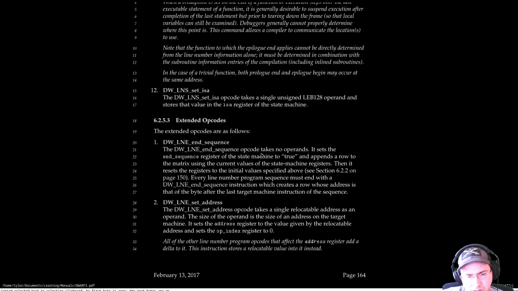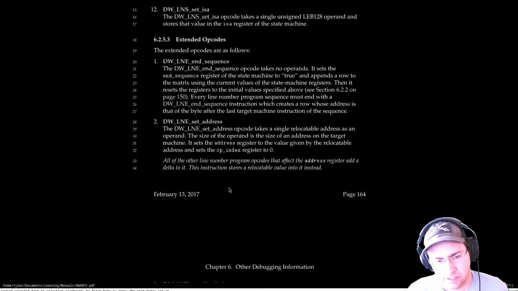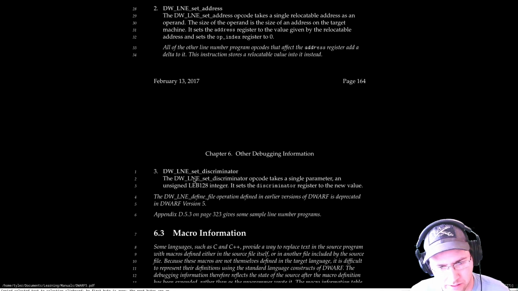So end-sequence opcode takes no operands. It sets the end-sequence register of the state machine to true and appends a row to the matrix using the current value of the state machine registers. Then it resets the registers to their initial values. Set address takes a single relocatable address as an operand. The size of the operand is the size of an address on the target machine. Set discriminator takes a single parameter, an unsigned LEB 128 integer. It sets the discriminator register.